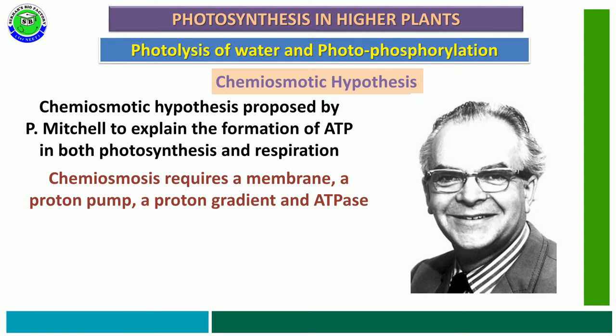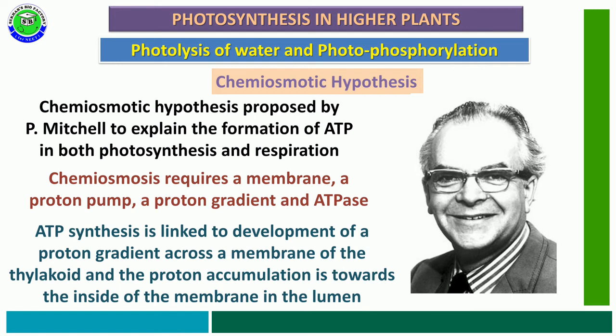Chemiosmosis requires some components: a membrane, present in the thylakoid, a proton pump in the form of ATPase, and a proton gradient along with the ATPase structure. ATP synthesis is always linked to the development of a proton gradient across the thylakoid membrane, and this proton accumulation is towards the inside of the thylakoid membrane, in the lumen. It creates a proton gradient that is useful for the formation of ATP molecules.